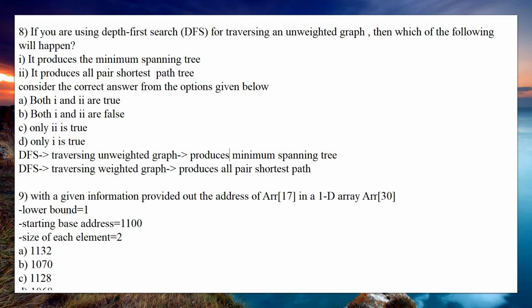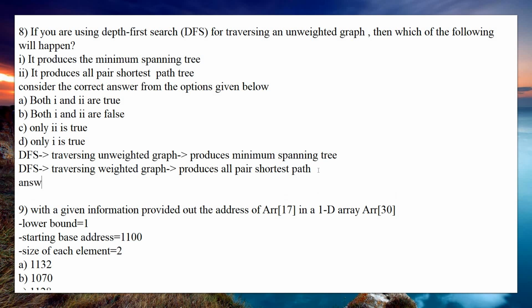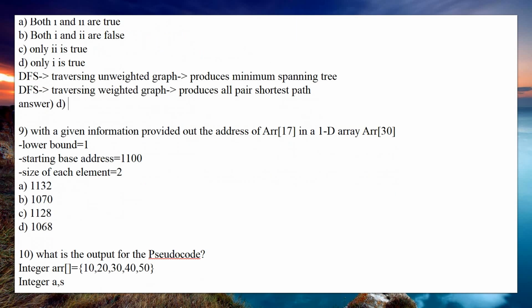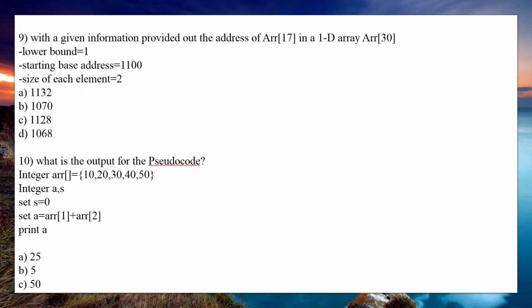So here it is an unweighted graph. You can say from the options that only 1 is true, which produces the minimum spanning tree. So the answer for this question is only 1 is true. You can say option D is the correct answer for the 8th question. Next, we shall quickly see the 9th question.